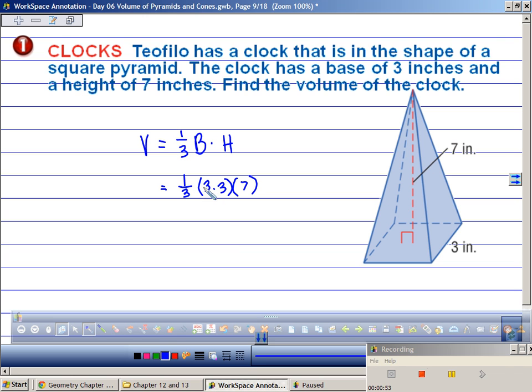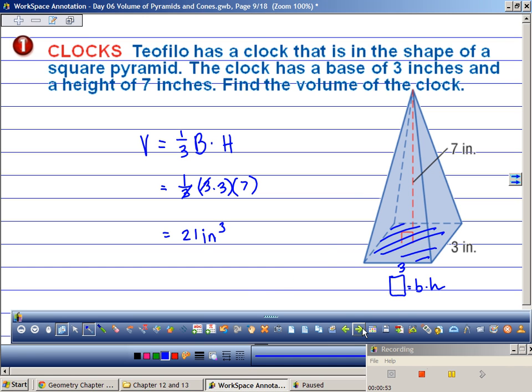What is 1/3 of 3? 1. Those cancel, right? So isn't it just 21 inches cubed? No. In order to find the area of this base, I multiply base times height. Right? So this is a 3x3 square, so 3 times 3 is 9. Right? I'm not doing the perimeter of the base. You could, if you were talking about, but it wouldn't work with a pyramid though.